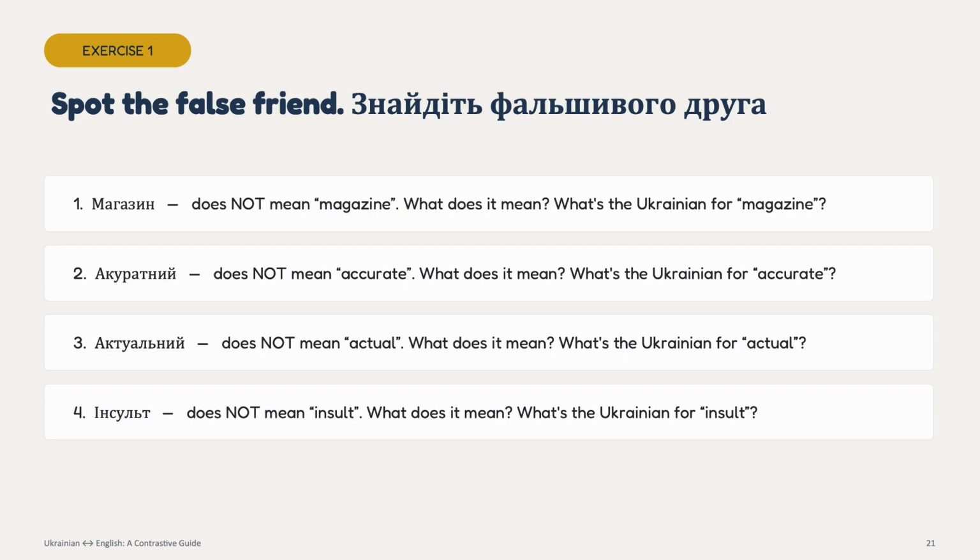So, аккуратный sounds a bit like accurate, right? But okay, let's ask some of our students. Does anyone want to answer this question? How to translate accurate to Ukrainian and how to translate аккуратный to English? Okay, Jim wrote neat. Yes, it's neat. So you're right. Аккуратный, it's neat. And how would you translate accurate from English to Ukrainian?